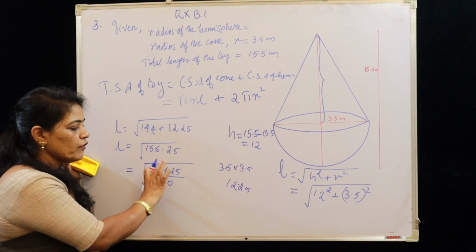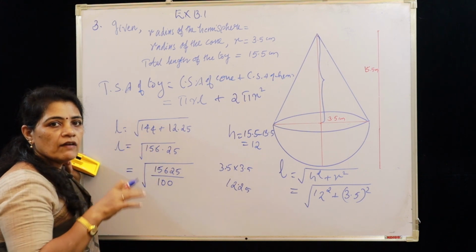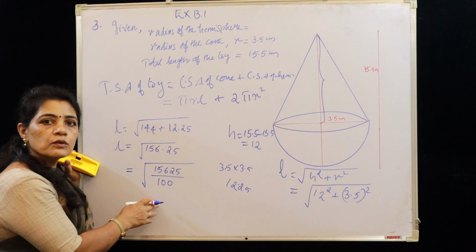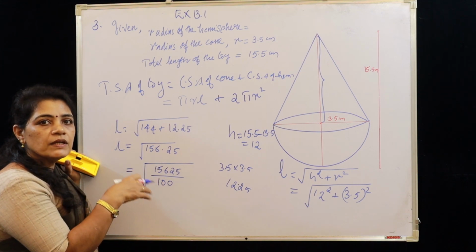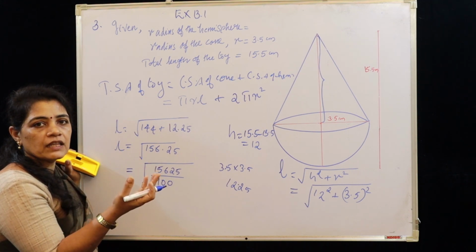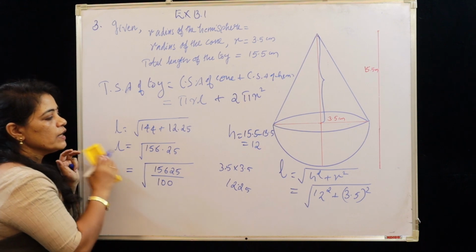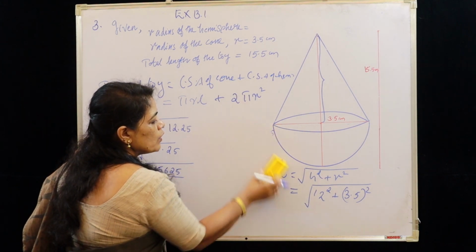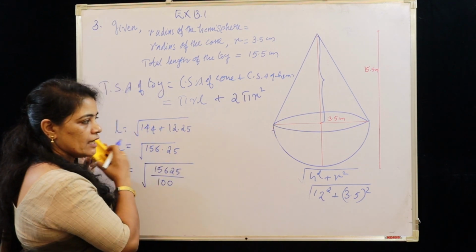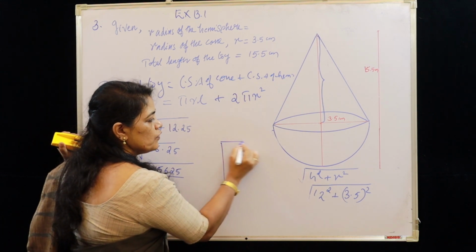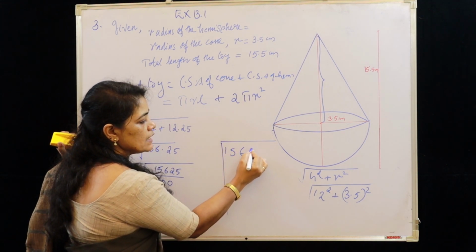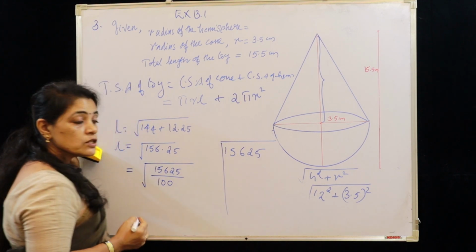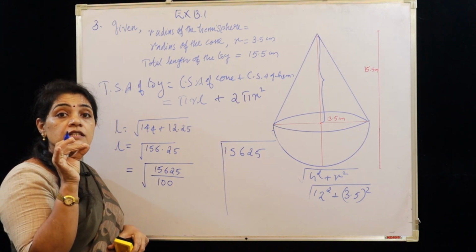And what is root of a by b? Root a divided by root b. Root b, root of 100, is 10. So that means we have to find out the square root of 15,625. Okay, that is the next step. Let us see how that can be easily found. We have to find the square root of 15,625.